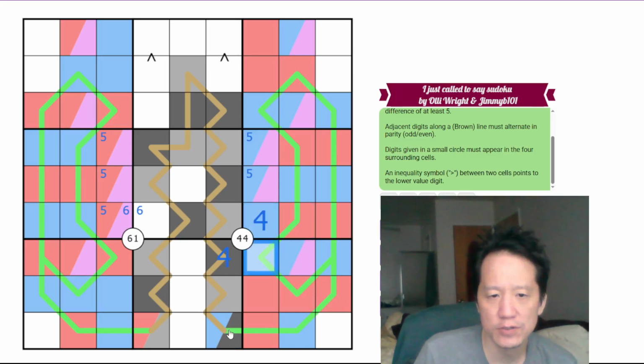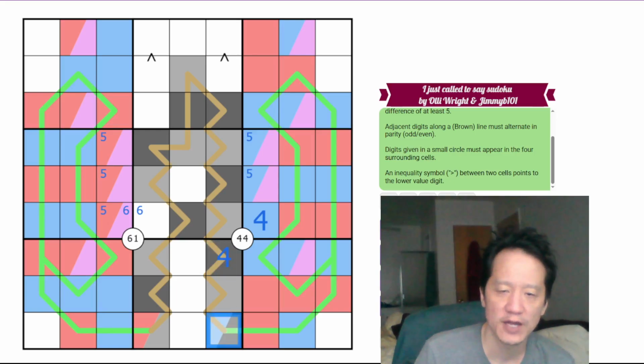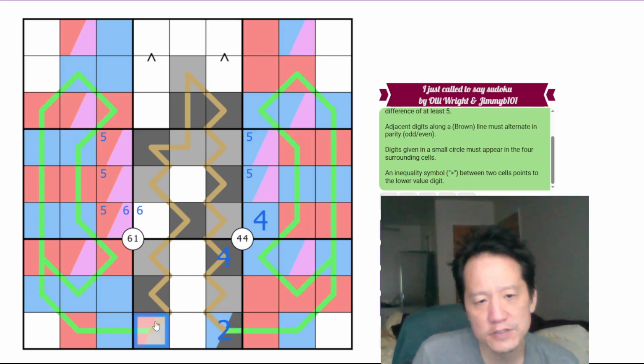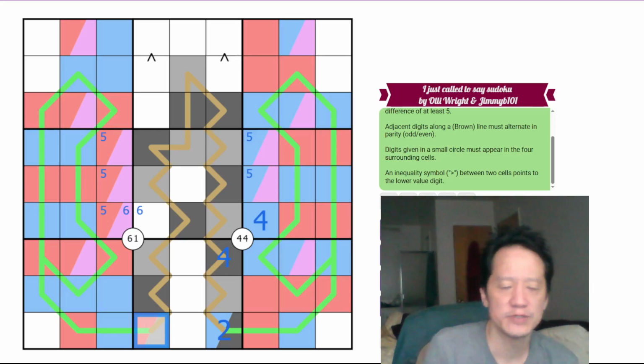This is a low and it's even. So the only low that's even besides 4, which we already have in that column, is a 2. So this is 2. This is odd and a high, so it has to be 7 or 9.